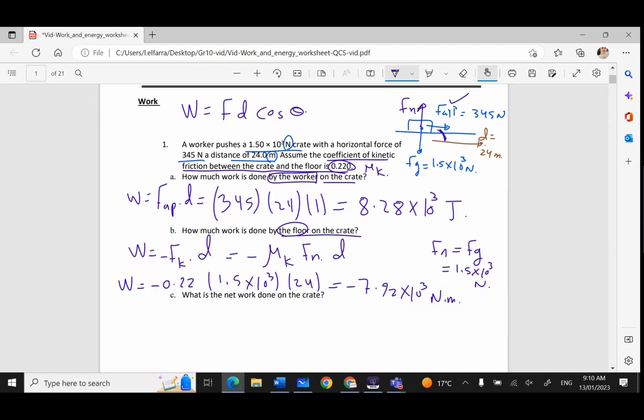Last thing, find the net work on the crate, just add them. Suppose this is W1 and this is W2. So net work is a scalar quantity, just add, we don't care about direction. So add these two values, W1 plus W2, and if you add them, you should get 3.6 times 10 to the power 2 joule.